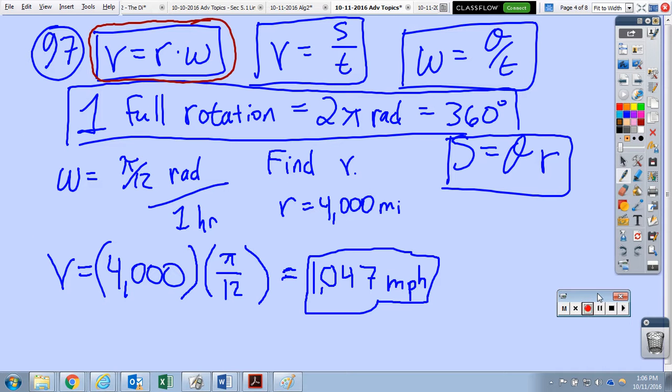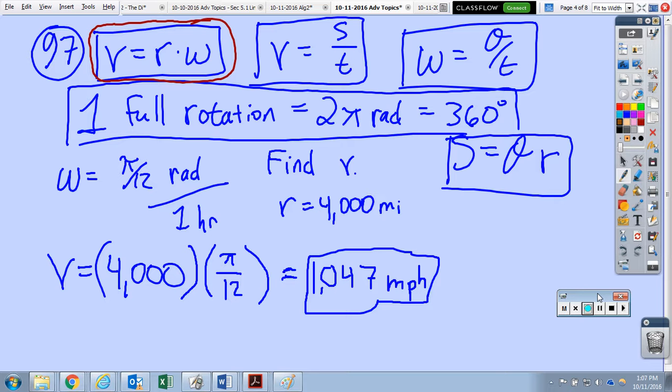Okay, so someone had a question about 97. So, guys, please. Number 97 talks about the angular speed of a point on Earth being 1/12 pi radian per hour. The equator lies on a circle of radius approximately 4,000 miles. Find the linear velocity in miles per hour of a point on the equator. For this problem, I wrote down a bunch of information that we've now studied up to this point.